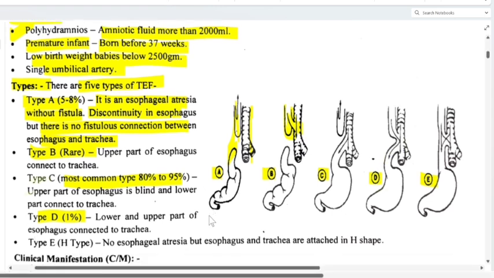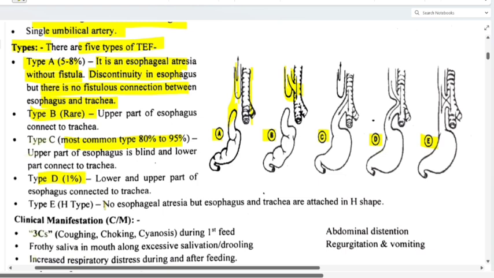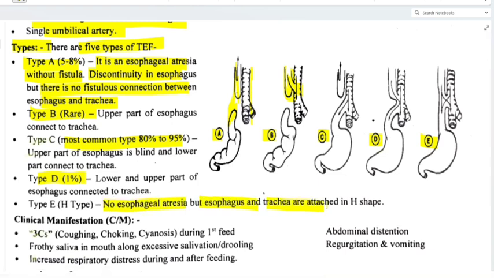And type E is also called H type. There is no esophageal atresia, but the esophagus and trachea are attached in an H shape. See here, the esophagus is continuous, but abnormally it is connected with the trachea. In this H type condition, the structure looks almost like an H, if you see. So here there is no esophageal atresia, but there is a tracheoesophageal fistula.